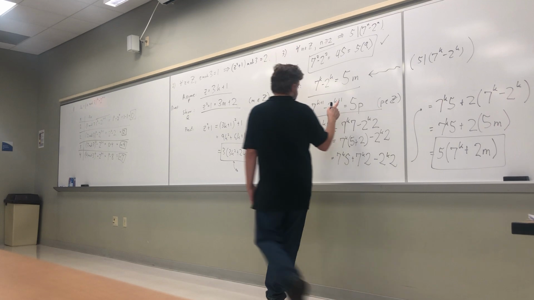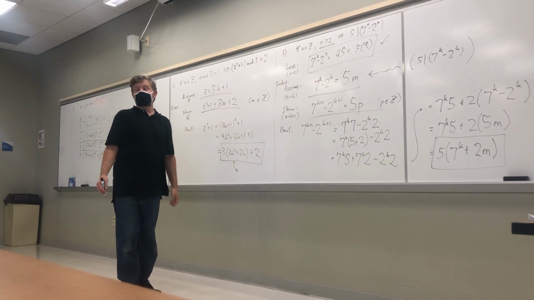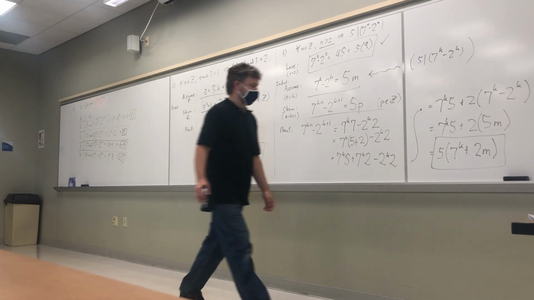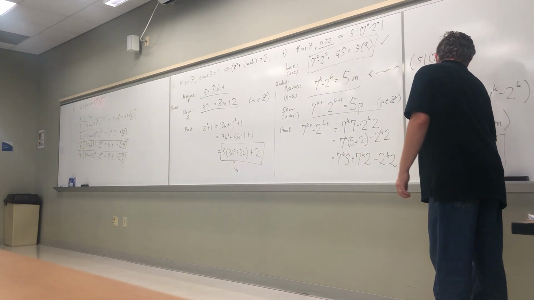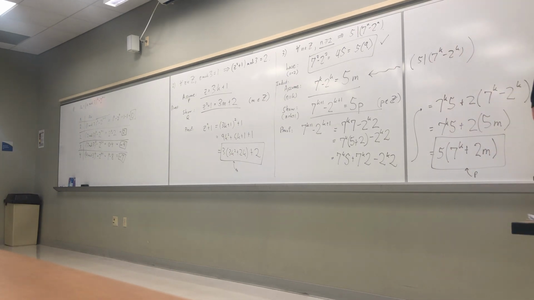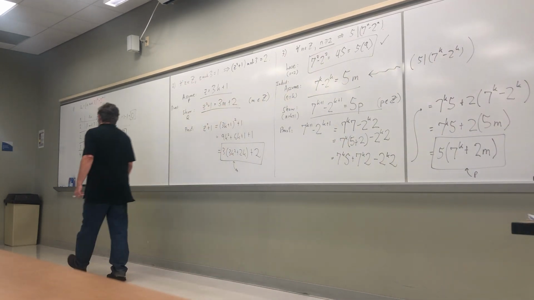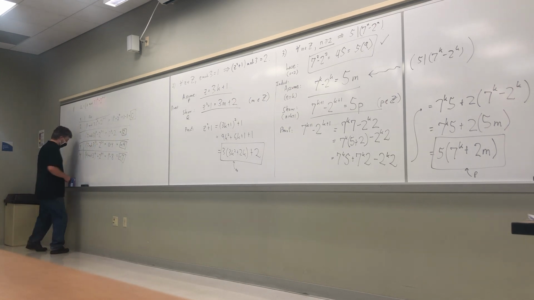That's what we were looking for. Being able to pull a 5 out. So the p is 7 to the k plus 2m. You could call that the p that we were looking for, whatever that integer was. Any questions on those? Great, so we'll definitely be looking at those again when it's time to review for the next test.